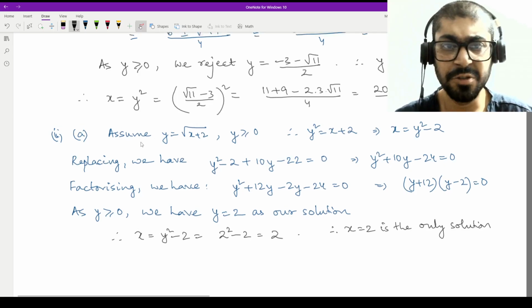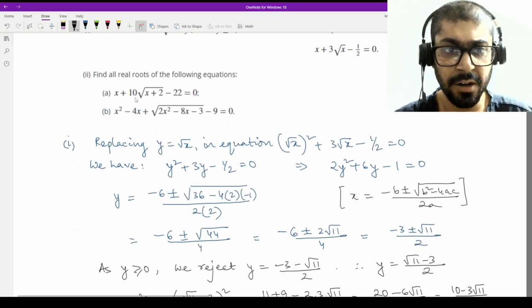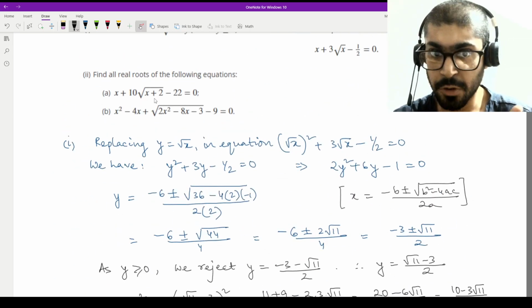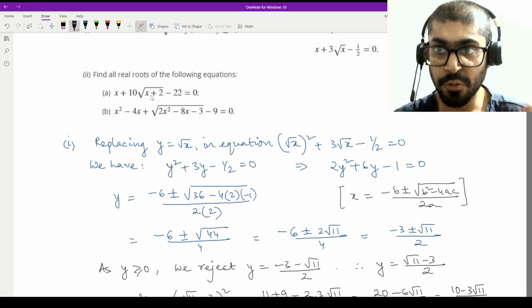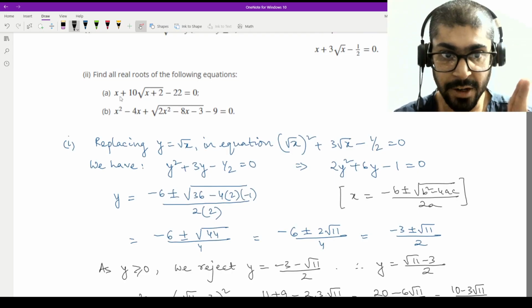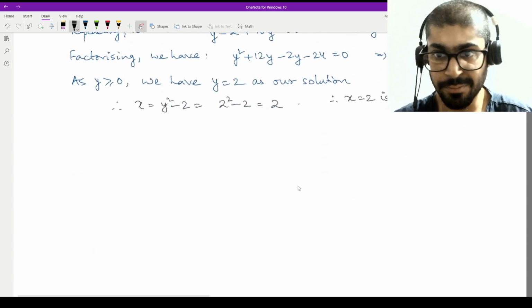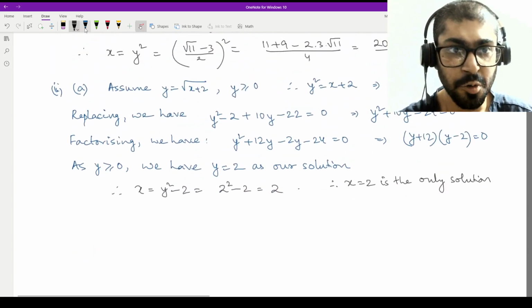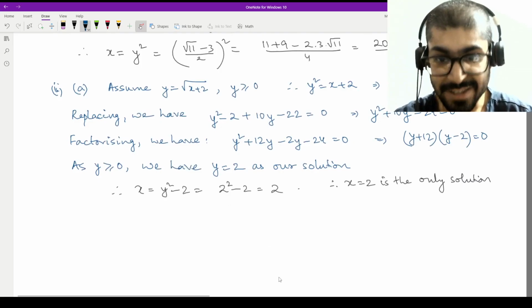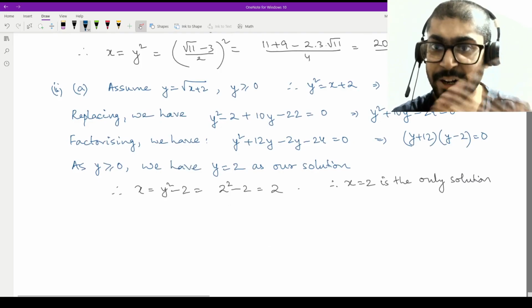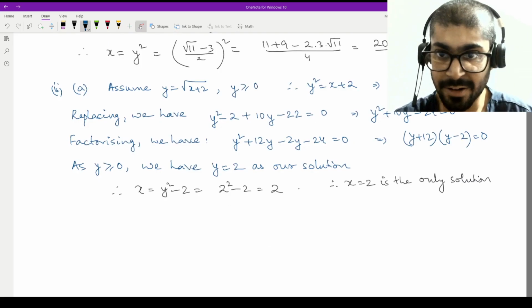Alright, you can just put the values here and verify. See, root over of 2 plus 2, that is 4. That means root 4 is 2, right? So 2 plus 10 into 2, 22, minus 22 is 0. So we don't even need to do some calculations stepwise to verify it. You can just mentally do the additions and subtractions and get it done with.